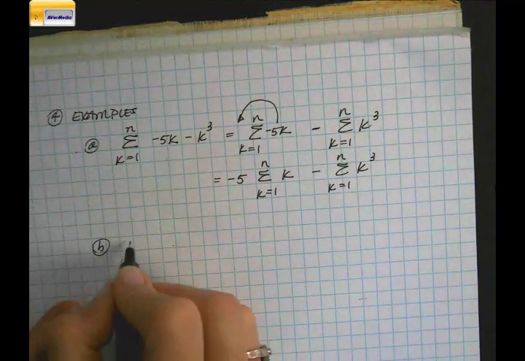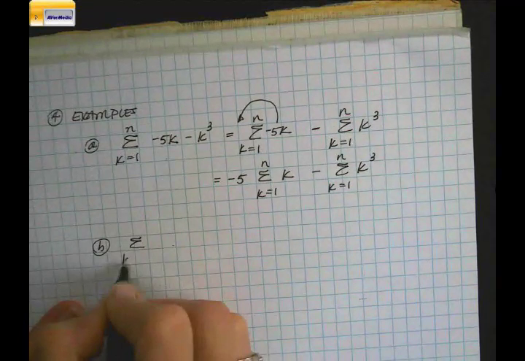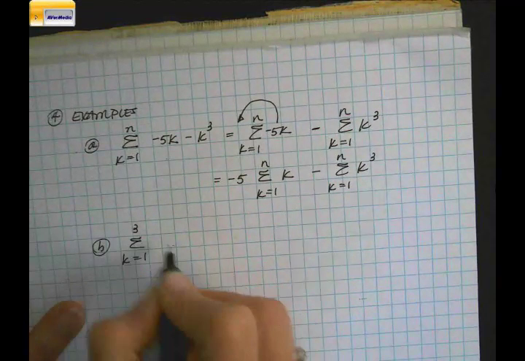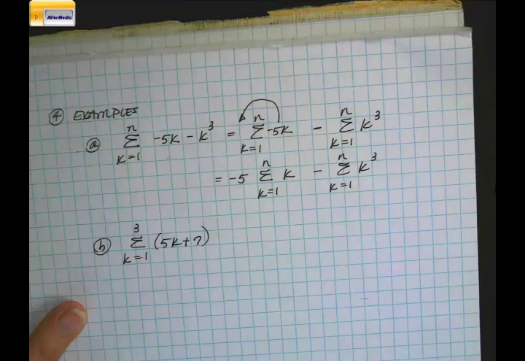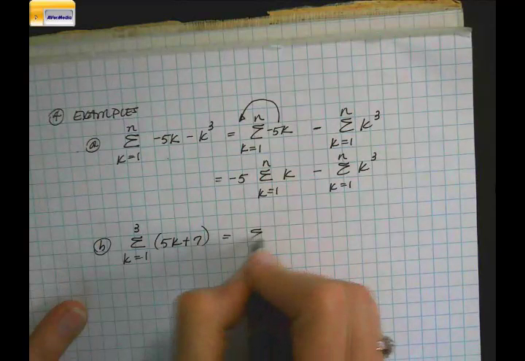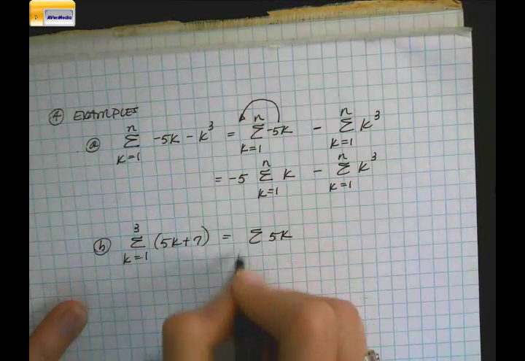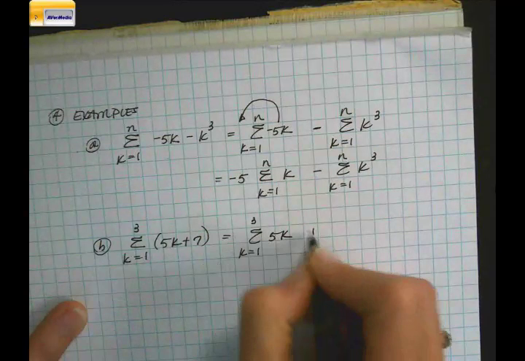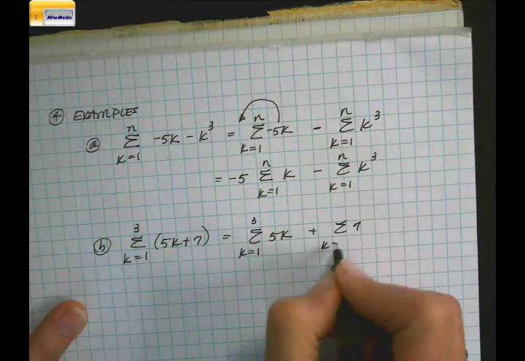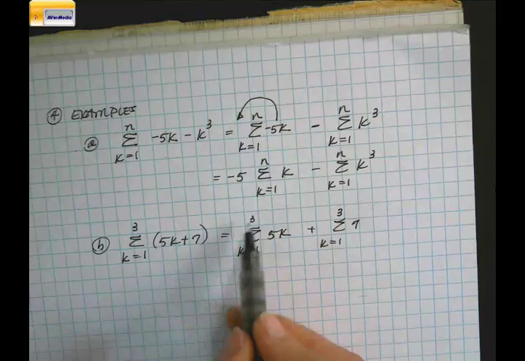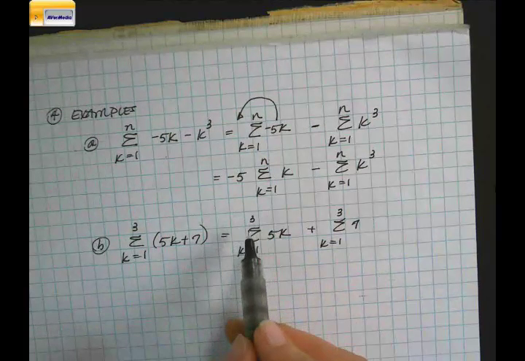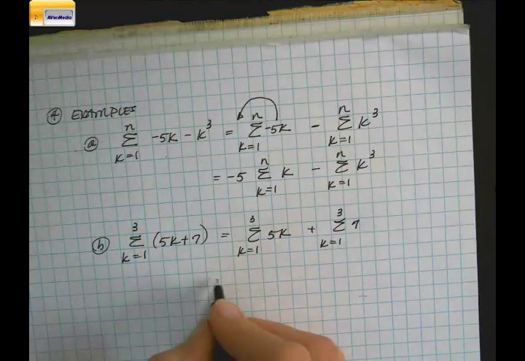Okay, here's another application. This one's pretty easy. This is a 5k plus 7. So using all of these rules, you can split this up as the summation of the 5k plus the summation of the 7 from 1 to 3. Now, since you do have your ending index, you can actually evaluate this.